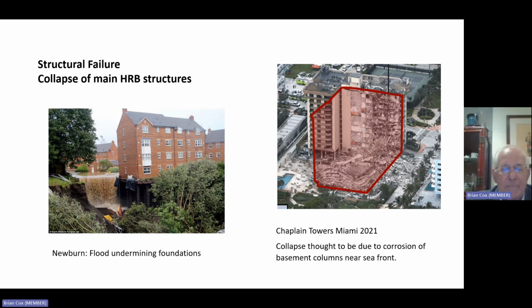So if you have a building which is near the seafront, or alternatively is near chemical works where there are corrosive chemical fumes coming off, it's worth having a really good look at the structure.